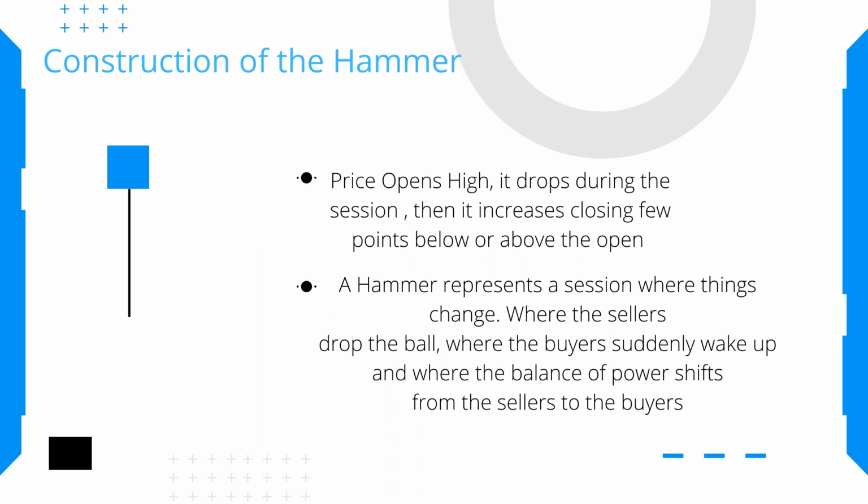So we have a candlestick with a small body representing a small drop from 50 to 40, and a very long wick represented by around 30 points. Now the hammer represents a session where things change, where the sellers drop the ball, where the buyers suddenly wake up, and where the balance of power shifts from sellers to buyers.